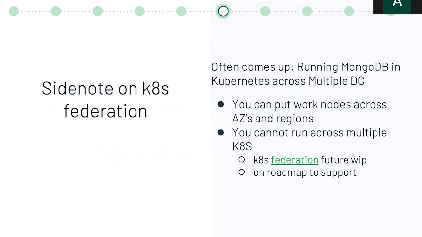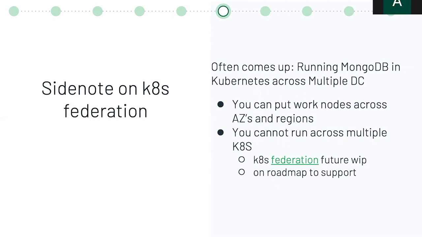A side note on Kubernetes federation. It always comes up, especially in the last couple of months, that customers are looking to deploy a MongoDB cluster across multiple Kubernetes clusters. So the MongoDB cluster could span multiple Kubernetes clusters, whether they are across different regions or parts of the world or different failure domains. One note: you could run MongoDB across multiple availability zones, but it must be within the same Kubernetes cluster.